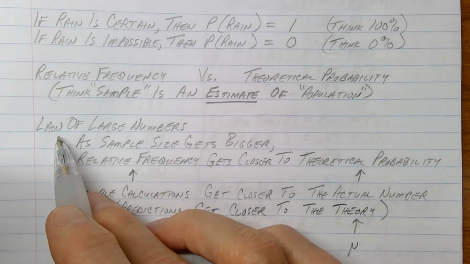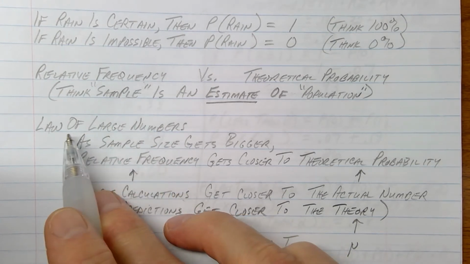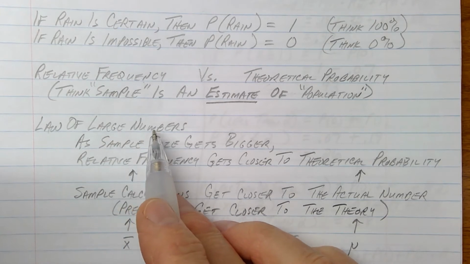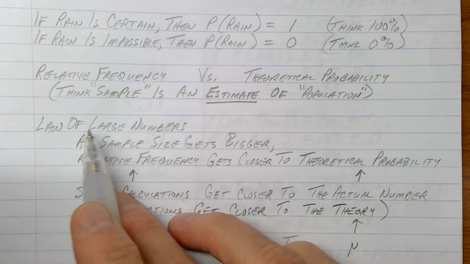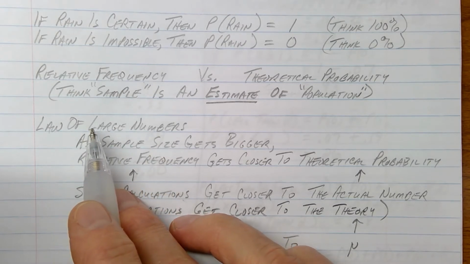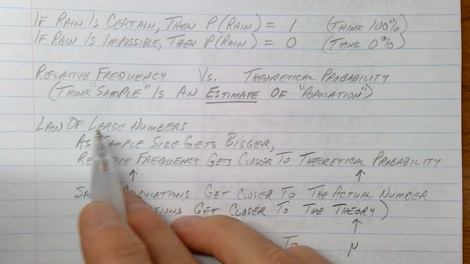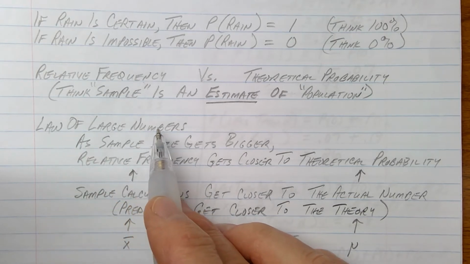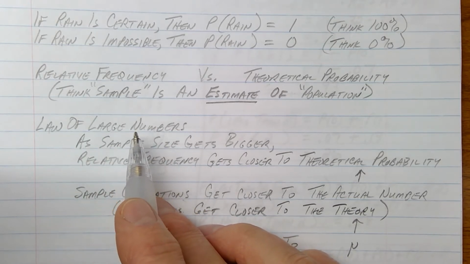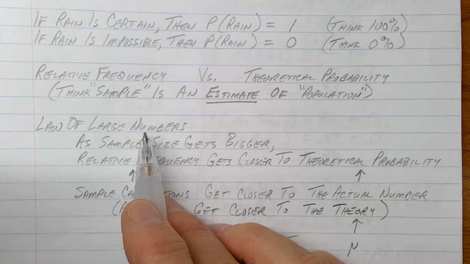Which brings us to the law of large numbers. I call this the Vegas law. This is how Las Vegas stays in business. They have all casino games calculated so that the probability is slightly in Las Vegas's favor. For example, blackjack. If you play blackjack and you're really good, you have a 49% chance of winning. But that means Las Vegas has a 51% chance of winning.